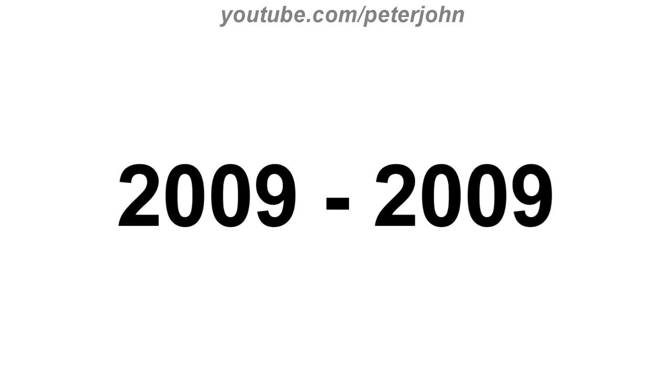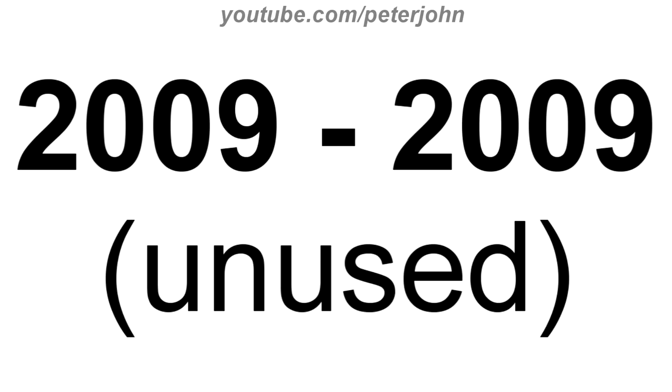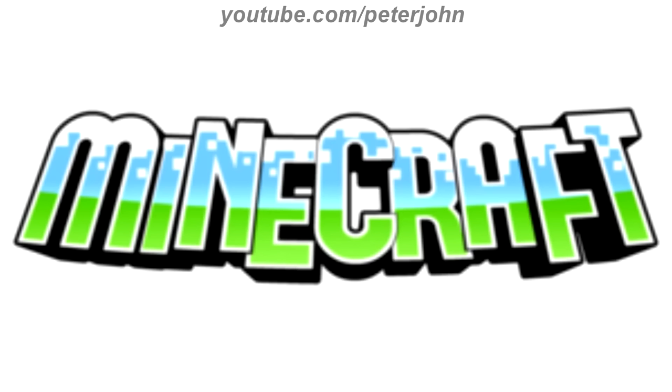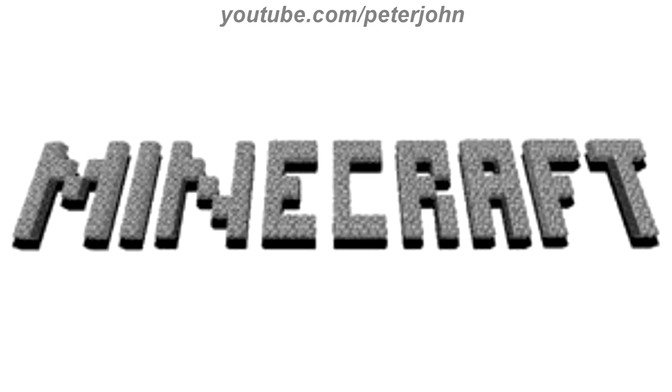2009 to 2009, here we have the logo of the first Minecraft's name, Cave Game. There are the words Cave and Game in gray text on a blue and green background. 2009 to 2009, here we have an unused version. There is the word Minecraft in green, blue and white text. 2009 to 2011, they changed its name to Minecraft.